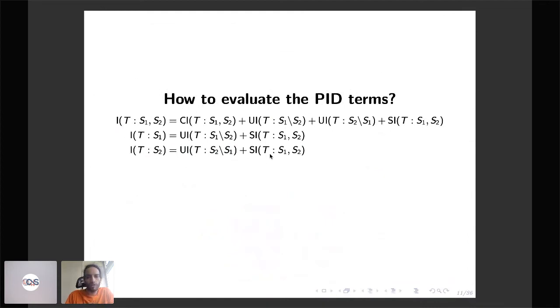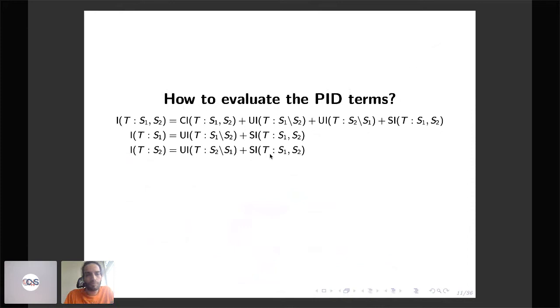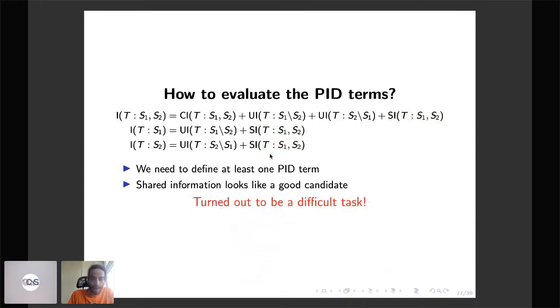So the idea now is how to evaluate these PID terms. From this figure, or from these consistency equations, we can get three independent equations where these PID terms are the unknowns, and we want to know them. So basically, we need to define at least one of the values in order to get the other terms. It seems that shared information is a good candidate to define. It appears in everything. It's the smallest thing, or basically, it's a more relaxed thing that we can have. But this turned out to be a difficult task.